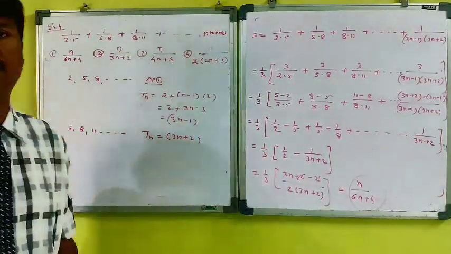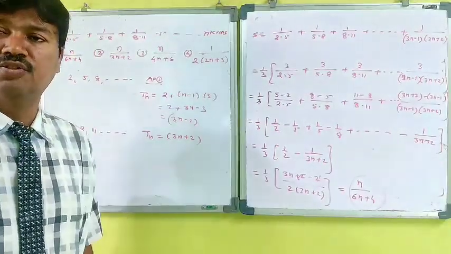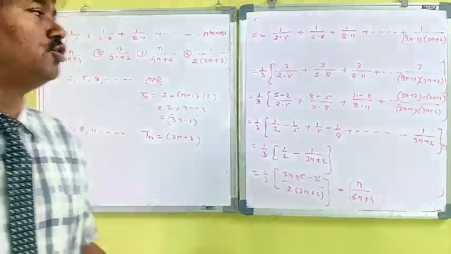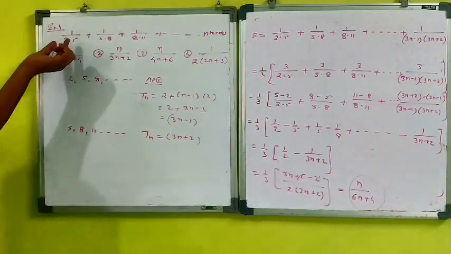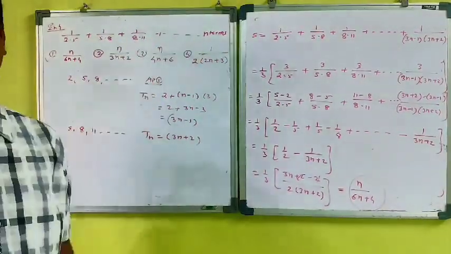So it is similar to the previous question, so you can remember this one. This is an easy method which you have to apply when there is a common difference in this type of series.